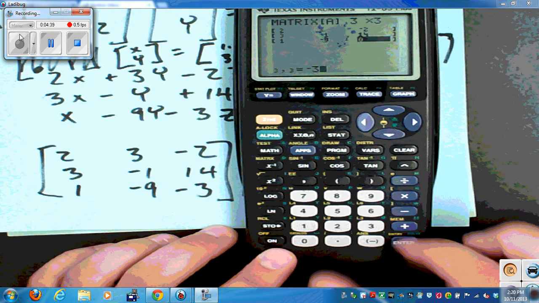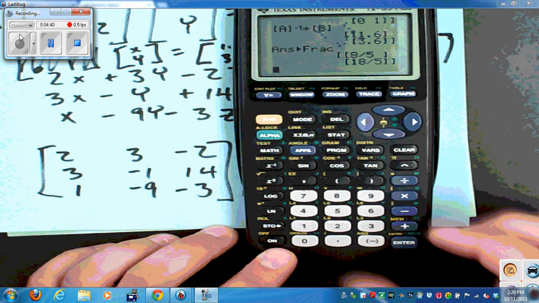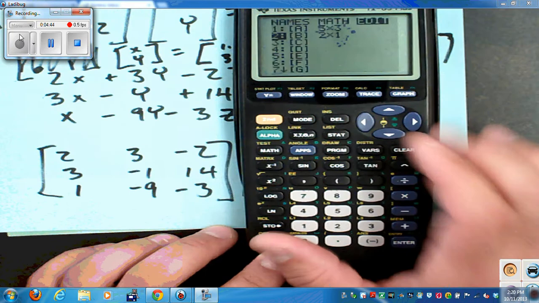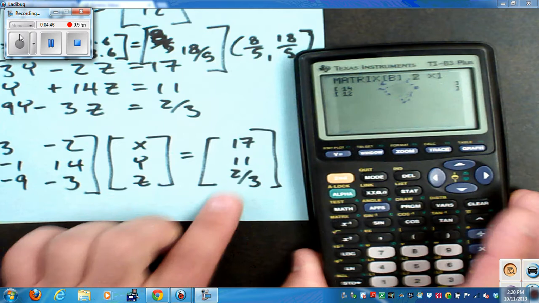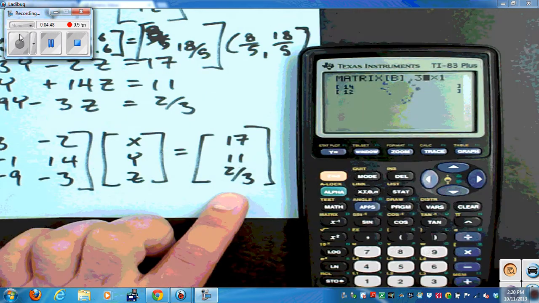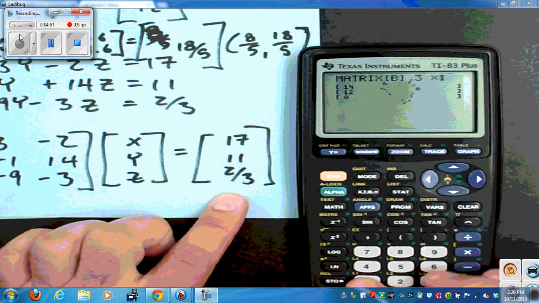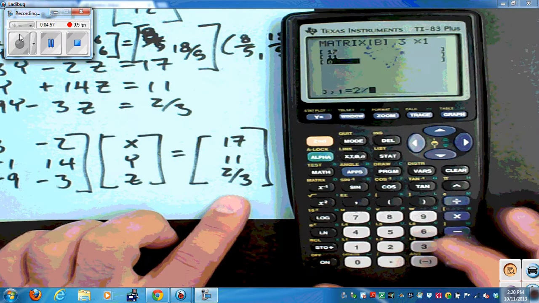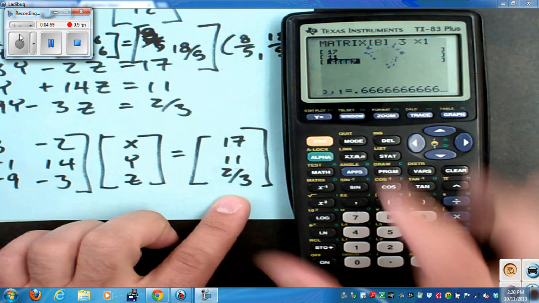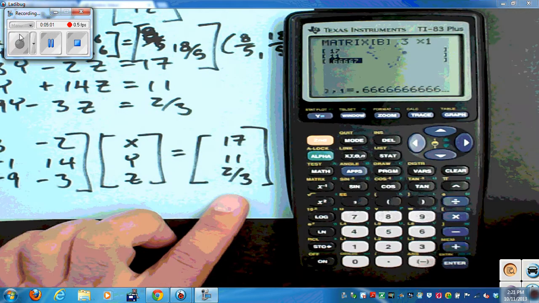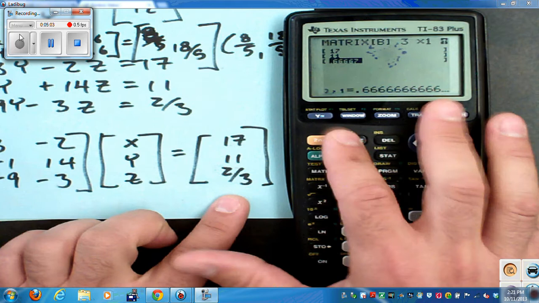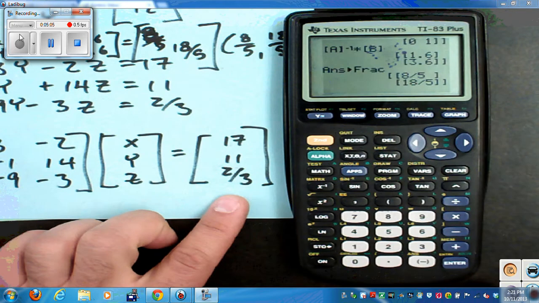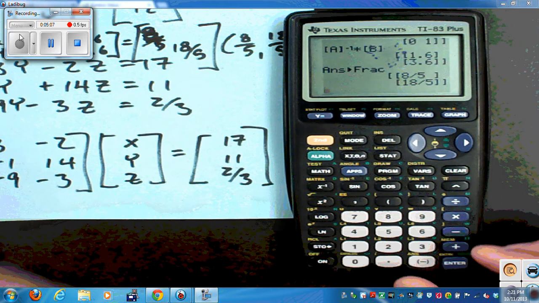I'm going to quit. I'm going to go back in. I'm going to edit B. B has changed to a 3 by 1. I'm going to put the values in: 17, 11, 2 divided by 3. It turns it into a decimal, and that's fine. The calculator knows what it's doing. So I'm going to quit. I don't have to do the inverse of this side like I did in the first one. I just did that to show it to you.